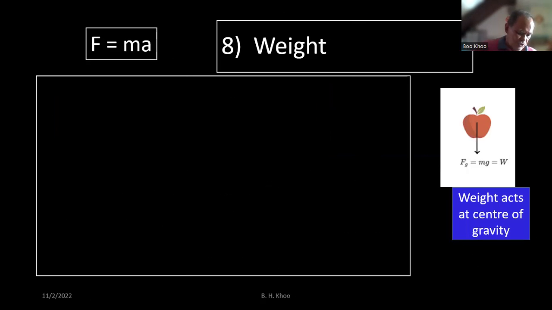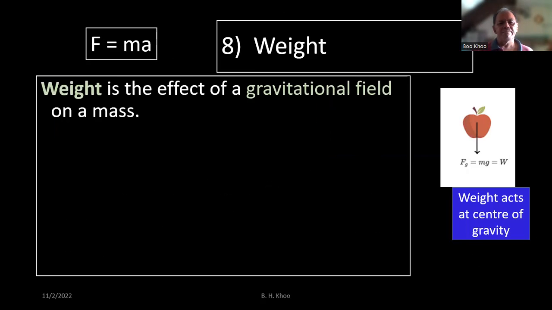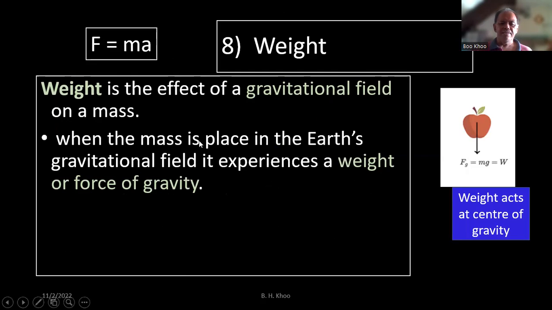Let's introduce our terms to calculate weight. That's our derived form of Newton's second law. Weight is the effect of gravitational field on a mass. When the mass is placed in the Earth's gravitational field, it experiences a weight or force of gravity. It means it experiences acceleration.